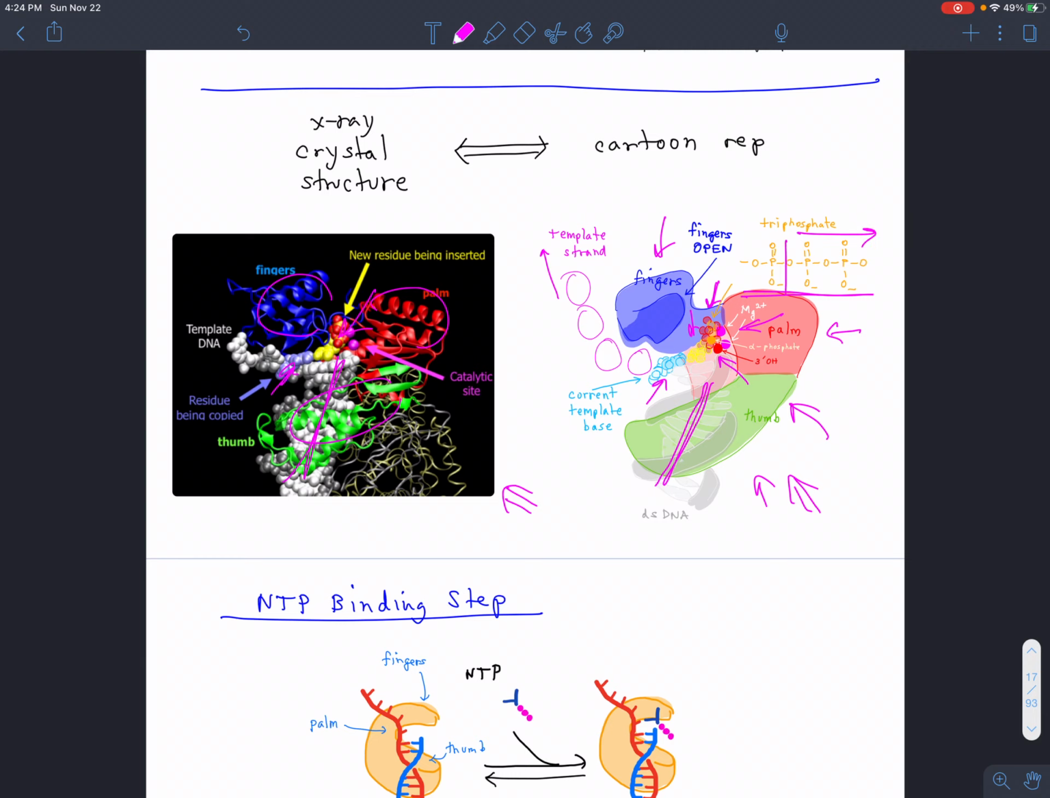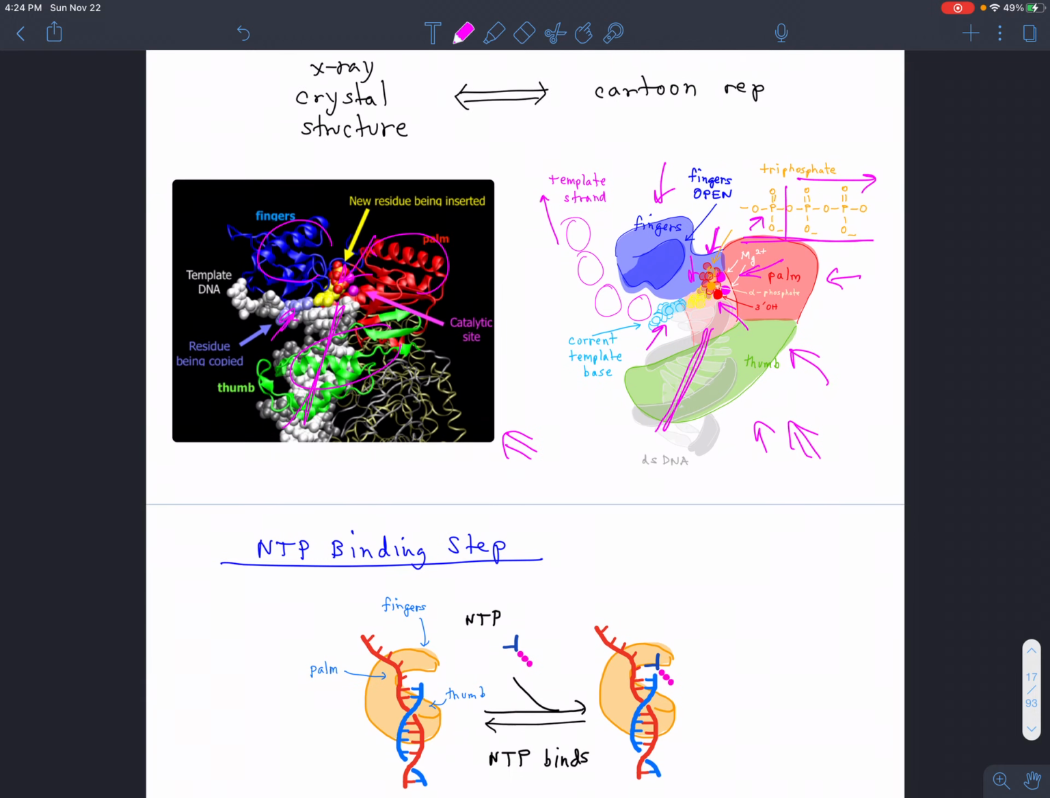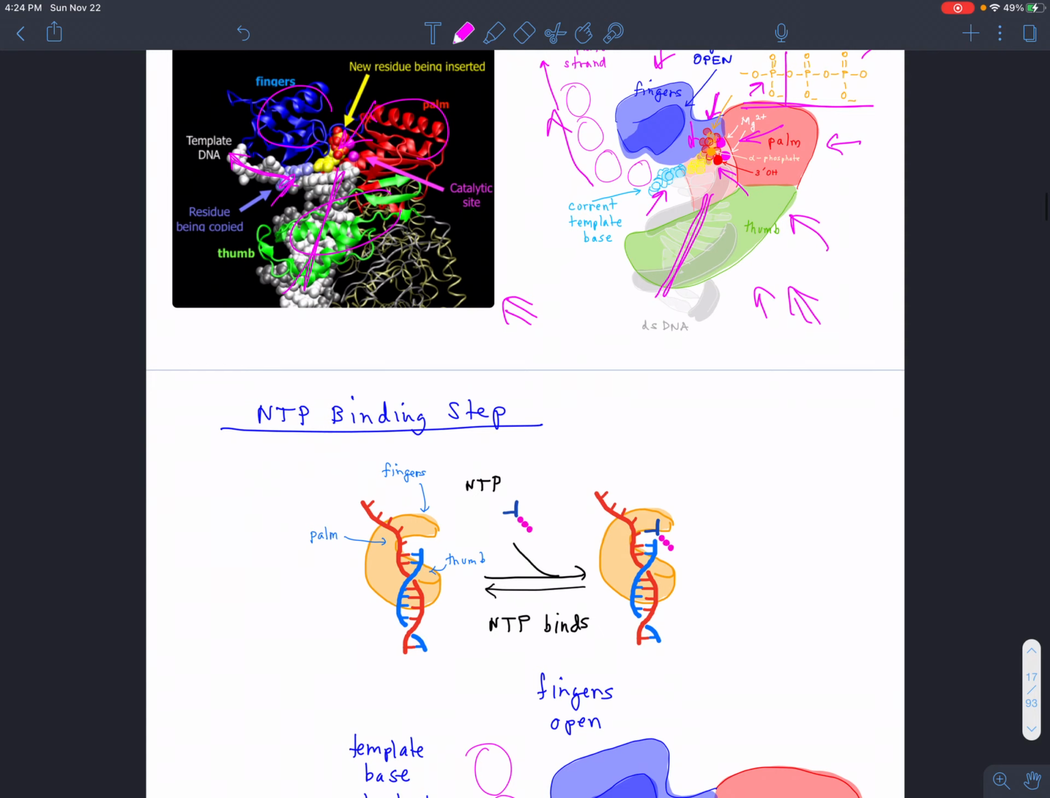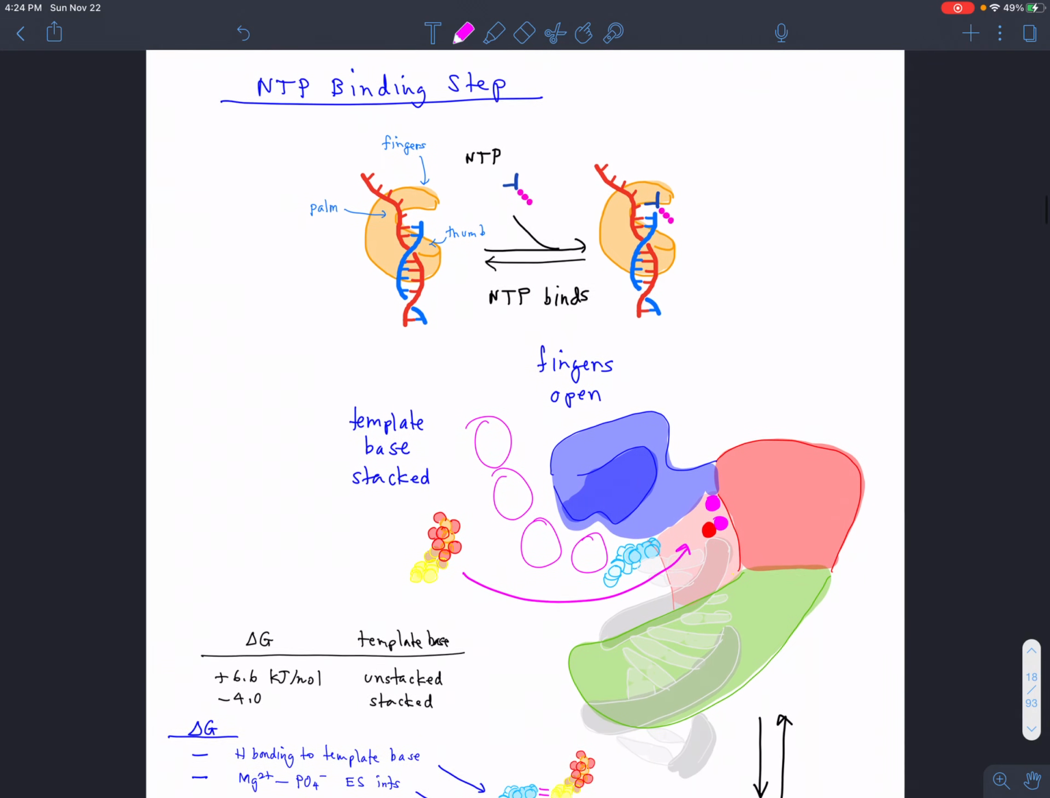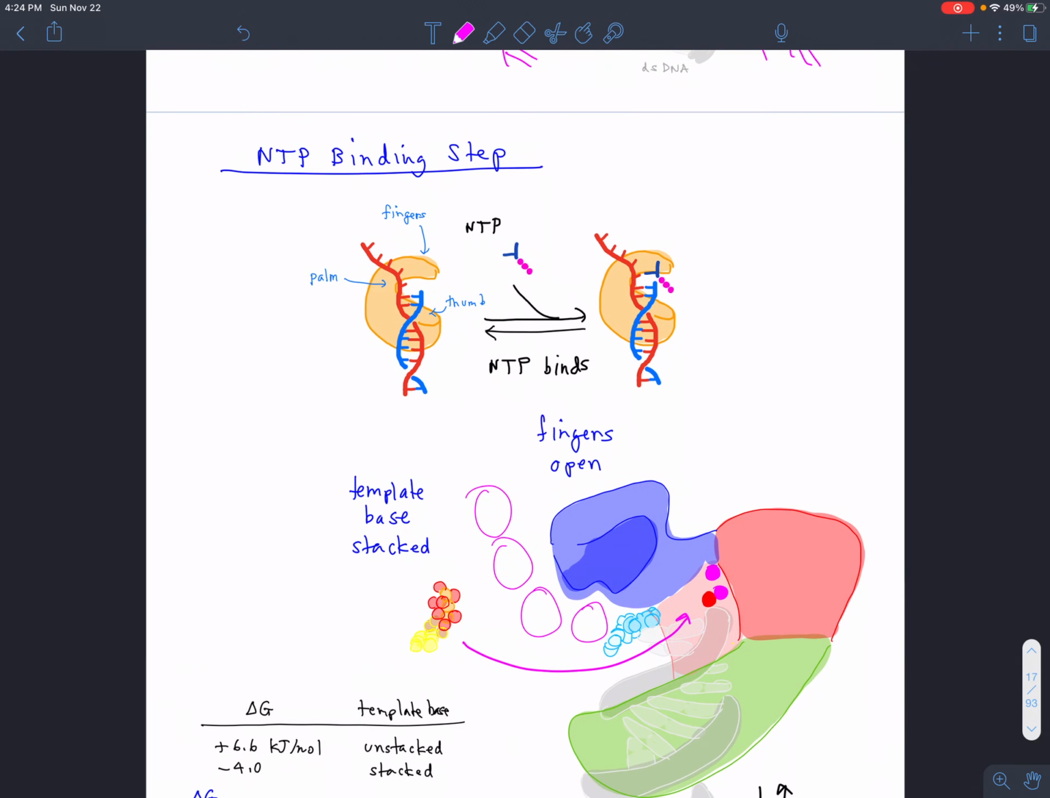The pyrophosphate's going to go off, and this phosphate's going to become part of the backbone in the DNA. And then there is the template strand that's continuing out. That's this part right here. So that's the picture I'm going to use from now on. All right, so let's talk about the individual steps. Let's see what kinds of things are driving it if we can.